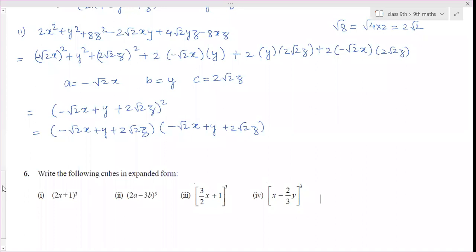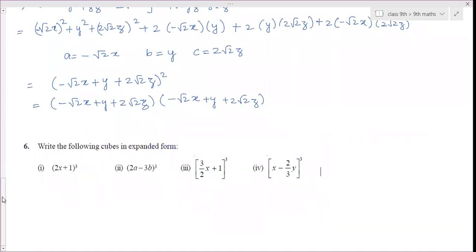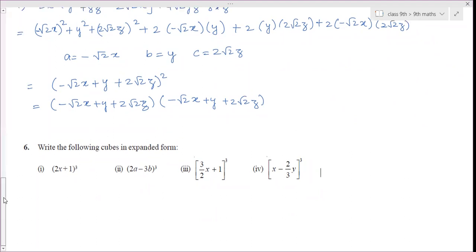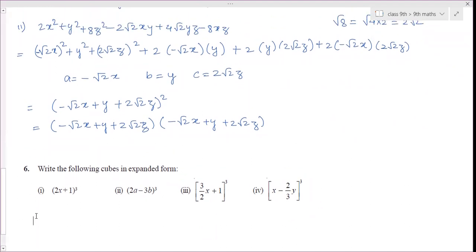Okay. Done. Fifth question. Have you completed? Yes, ma'am. The next is: write the following cubes in the expanded form. So that means we have to use the identity here, a plus b whole cube. A plus b whole cube is equal to a cube plus b cube plus 3ab into a plus b.